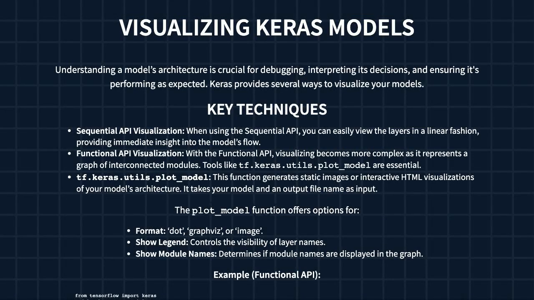Okay, let's talk about visualizing your Keras models. It's really important to get a good sense of how they're structured and what each layer is doing. When you use the Sequential API, it's pretty straightforward. You can just see the layers in order. But with the Functional API, things get a bit more complex because your model might be built from multiple interconnected modules. That's where tf.keras.utils.plot_model comes in handy.